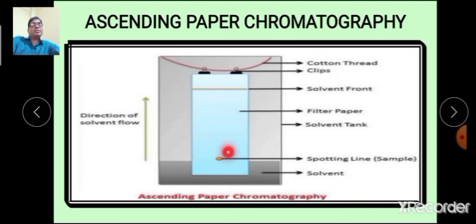Here the spot is applied on this line of application. This is the solvent, known as the direction of solvent run, and the paper is hung in the solvent chamber. This is the solvent kept in the chamber, and the paper is hung using clips.